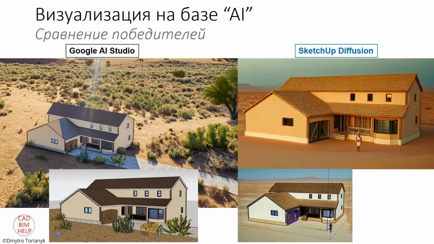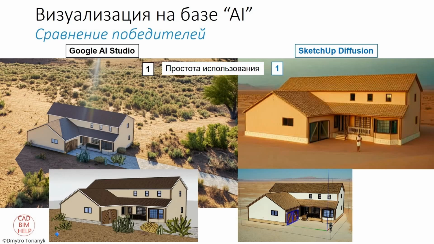Right. He broke it down. Ease of use, both great, easy to pick up, a tie. Accessibility. Google AI Studio was free when he reviewed it. SketchUp Diffusion is part of a paid license, so Google wins on accessibility. Geometry preservation. Both excellent. Another tie.